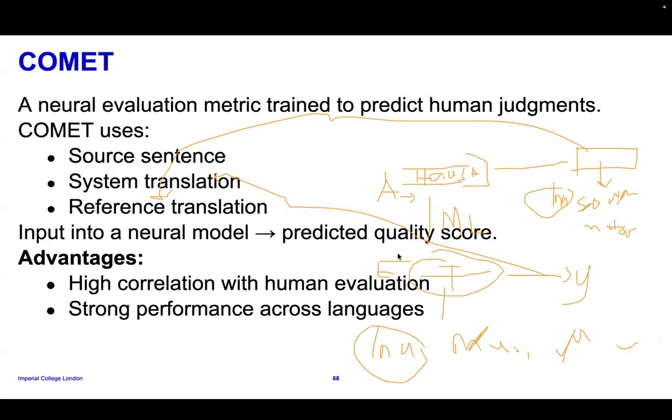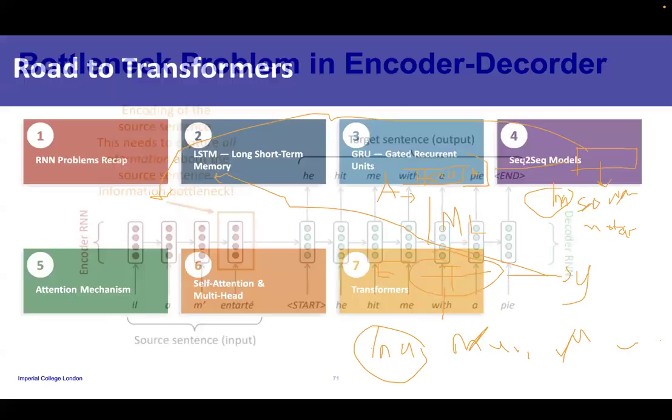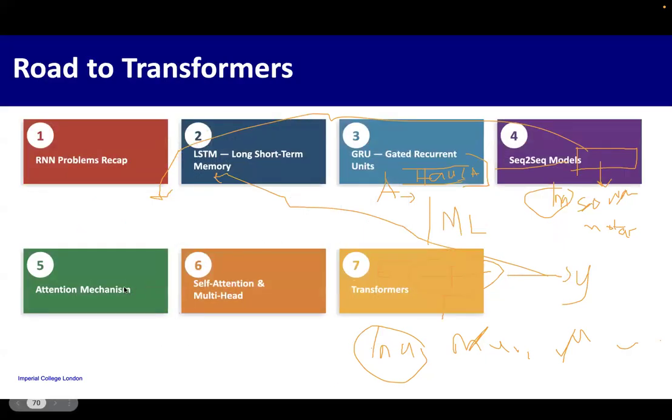Also COMET does something similar, it is a neural evaluation metric, so this is basically the same. Okay, so I think we can stop here. We can continue with attention mechanisms tomorrow to understand the problem. Any questions?